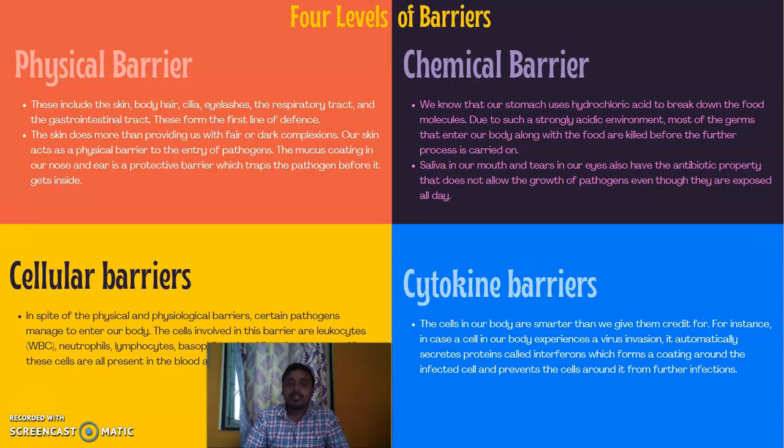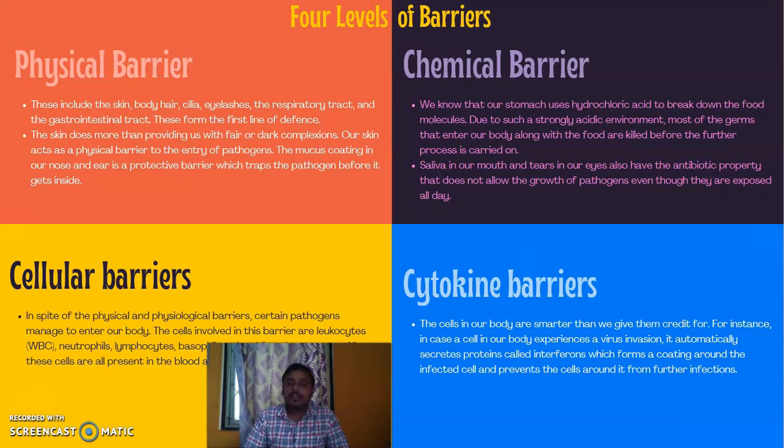The skin does more than providing us with fair or dark complexions. Our skin acts as a physical barrier to the entry of pathogens. Inside our gastrointestinal tract and respiratory tract, we have a mucus coating, and this mucus coating that is present in our nose and ear is a protective barrier which traps the pathogen before it gets inside.